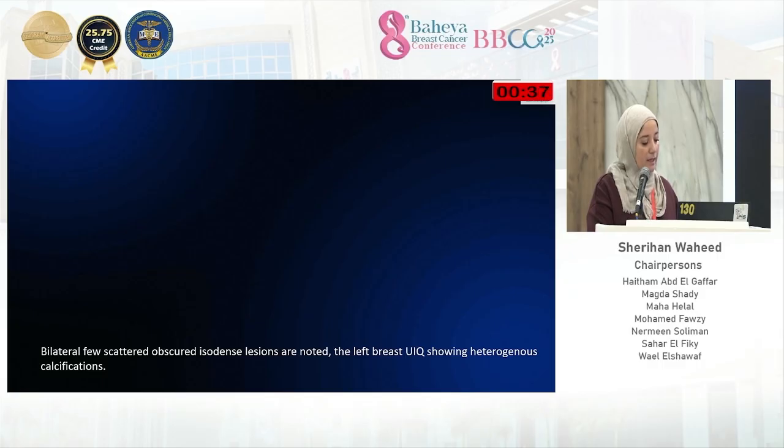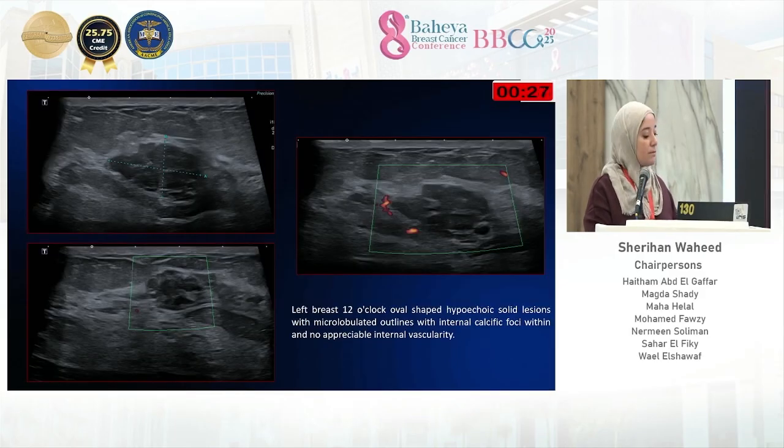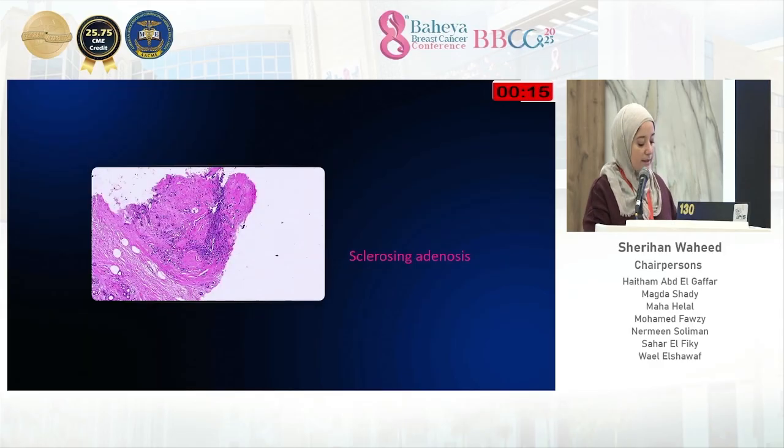In this case, we have a few bilateral scattered isodense lesions noted in both breasts, and the left upper inner quadrant shows heterogeneous calcifications. By ultrasound, we have at the left breast, 12 o'clock, an oval-shaped hypoechoic lesion with microlobulated outlines and internal calcific foci with no appreciable internal vascularity. Biopsy was done, and this came back as sclerosing adenosis.